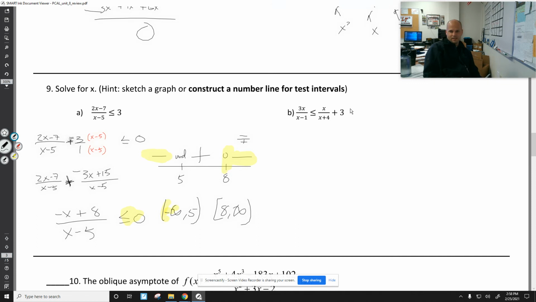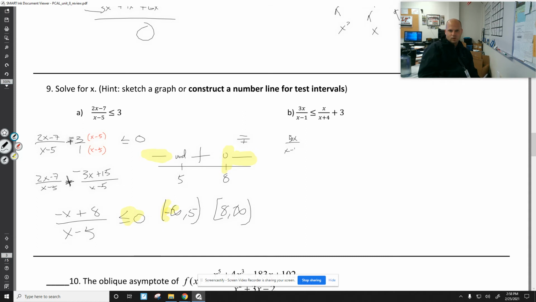This one's going to be messy, but whatever. Yeah, let's just do it, whatever.